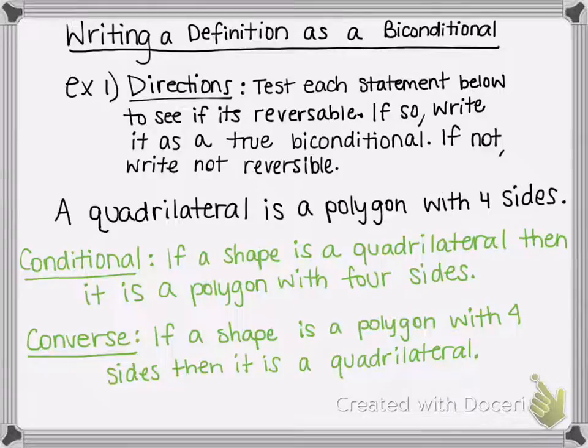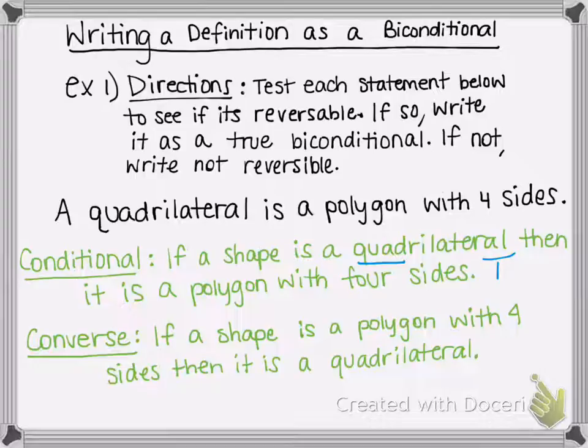Okay, so now before we can figure out if it's reversible, we have to figure out if the conditional and the converse are both true statements. So looking at the conditional, if a shape is a quadrilateral, then it is a polygon with 4 sides. Now, we get to this later, but you should hopefully know enough about this to figure it out. So, a quadrilateral, by definition, quad means 4, so it has 4 sides. Polygon is a closed figure with 4 sides. So, by definition, a quadrilateral is a polygon with 4 sides. So, our conditional is true.